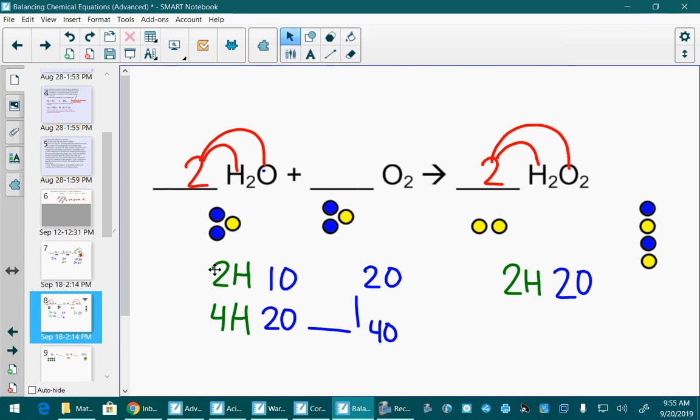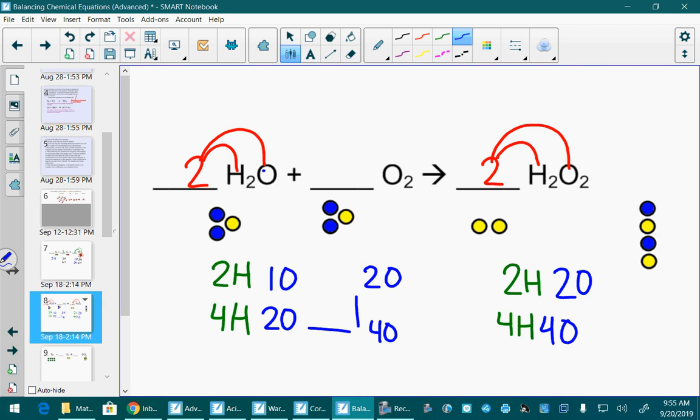So I've got 2 times 2 gets me 4 hydrogens, and then 2 times 2 gets me 4 oxygens. On the left, I've got 4 hydrogens and a total of 4 oxygens when I put it together. On the right, I've got 4 hydrogens and 4 oxygens as well. This is balanced.